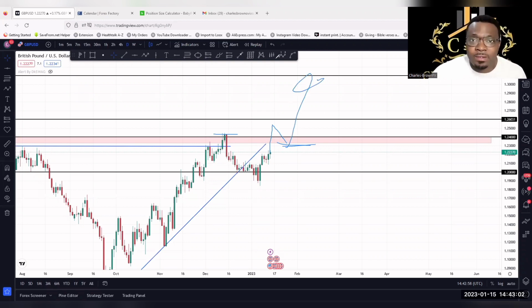But if the market fails to break this high, which means this one is still a higher high, and then the market created a lower high, and then a lower low, this is a low, then we expect the market to create a new lower high, which is lower than this high, then we're looking for a sell.